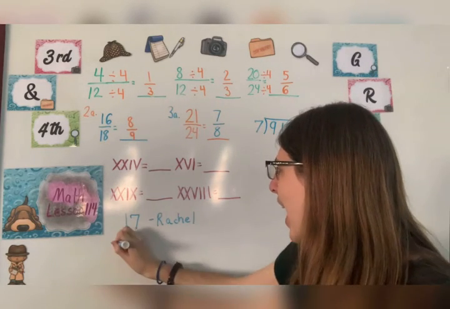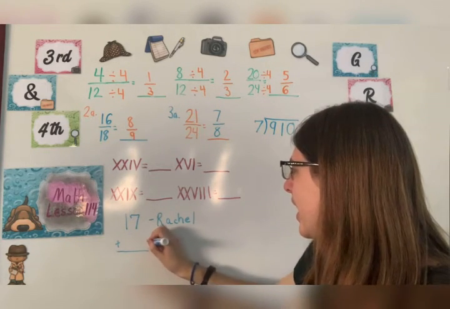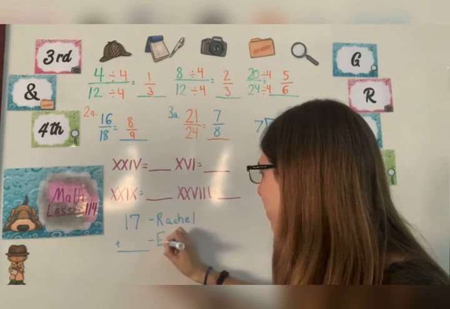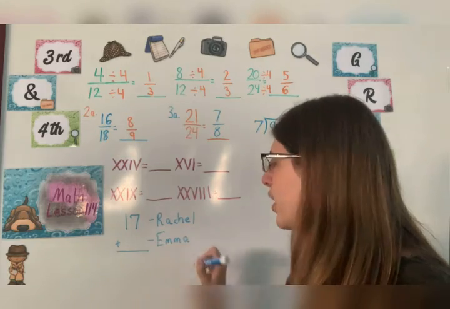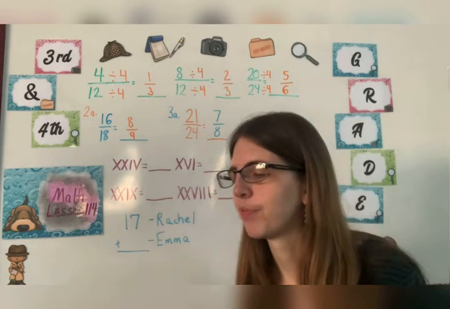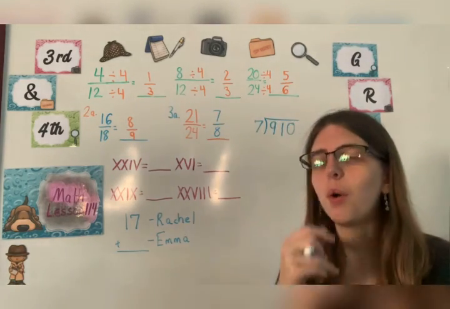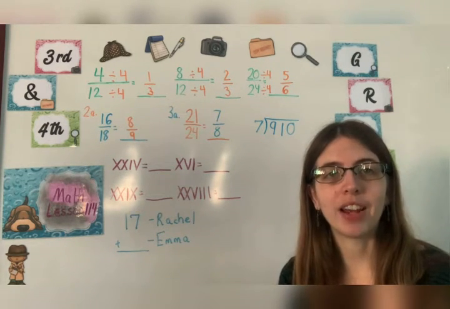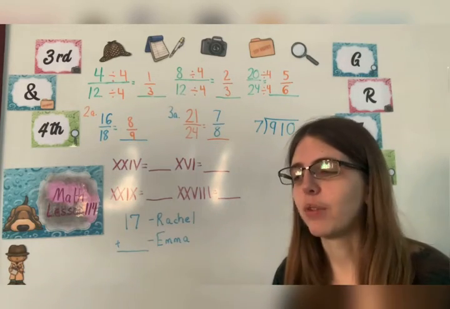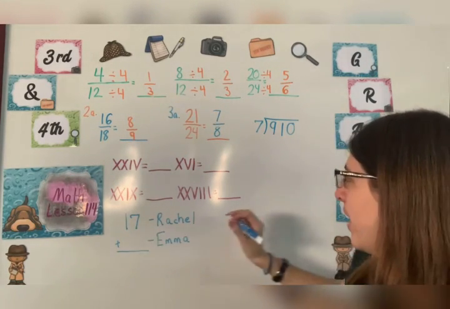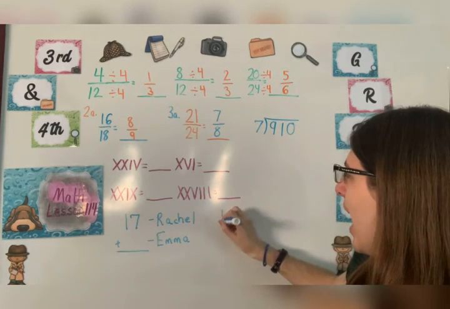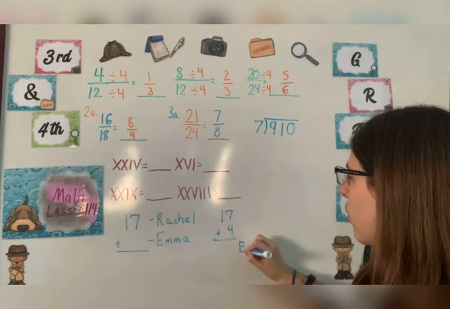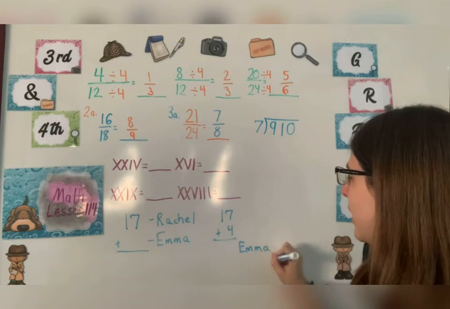I need to add that to the number of girls that are in Emma's class. Do I know how many girls are in Emma's class? It says 4 more than Rachel's. Ooh. So I don't know yet how many are in Emma's class. I have to find that out. It says there are 4 more than are in Rachel's. So I need to add 17 plus 4 to find out how many girls are in Emma's class.